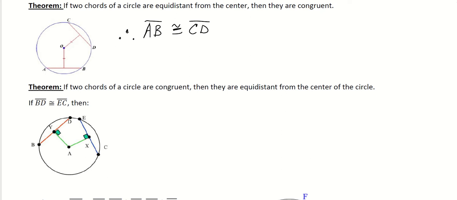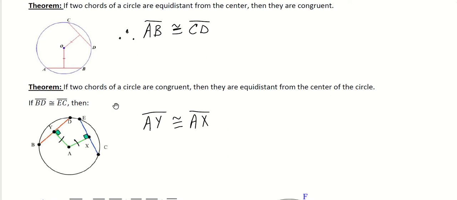Okay, moving on to our second theorem. If two chords of a circle are congruent, then they are equidistant from the center of the circle. So here we have chord BD, here we have chord EC. If those two are congruent, we know that they must be equidistant to the center, which is A.